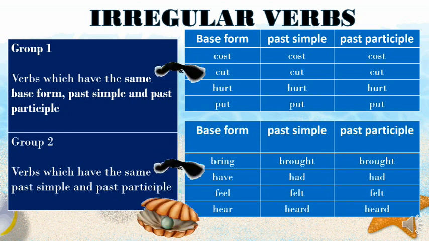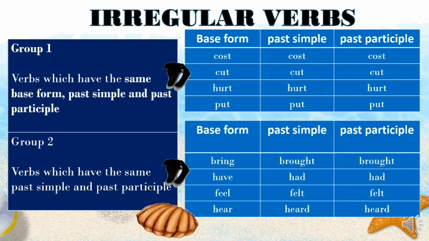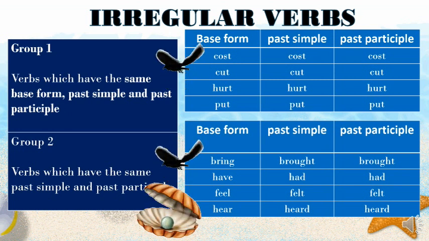Okay, now this one. Like bring, brought, brought. Have, had, had. Feel, felt, felt. Hear, heard, heard. This won't change, but the base form is different from the past simple and past participle this time. Look here. Bring, brought. See the difference. Before it was cost, cost, cost. Now it is bring, brought, brought. Have, had, had. Feel, felt, felt. Hear, heard, heard. Is it clear?